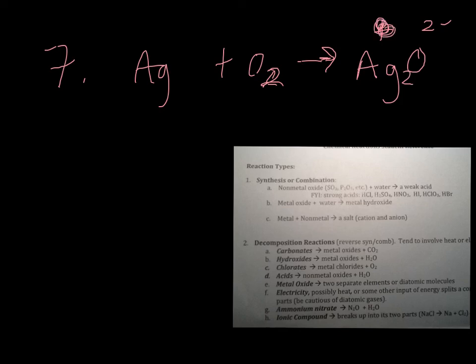And then you got to erase these, and my eraser doesn't work on here so well. And then you'd have to balance the whole thing, and you would do inspection: 1 Ag, 2 Ags, 2 O, 1 O. I think I'll start by putting a 2 there, so I have 2 O's. Now I have 4 Ags, so I'm going to put a 4 in front there.